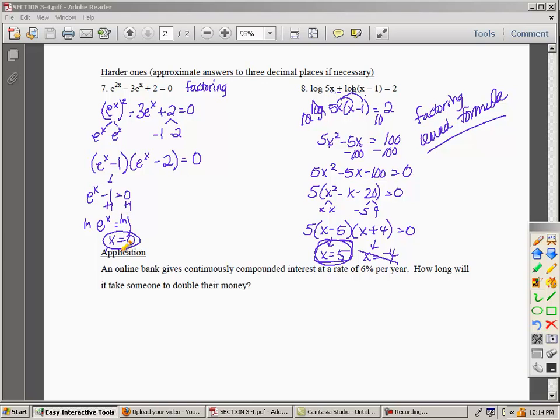The second one, e to the x minus 2 is 0. So when I add 2, e to the x is 2. And in this case, I am going to natural log both sides. X equals, if it were no calculator, you could leave it as the natural log of 2. But we're going to round it to a couple of decimal places, so we're going to say it's 0.693.